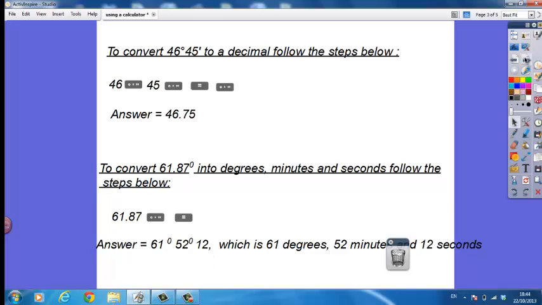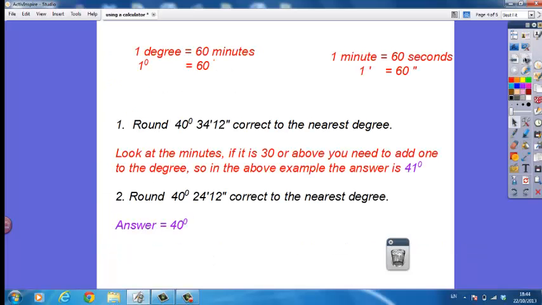Now that we've covered that, we're just going to talk about rounding. Now, 1 degree is equal to 60 minutes. So that's the way I write my degrees, and that's the way I write my minutes. And 1 minute is equal to 60 seconds. Yes, this is very similar to time, so it's easy to remember.